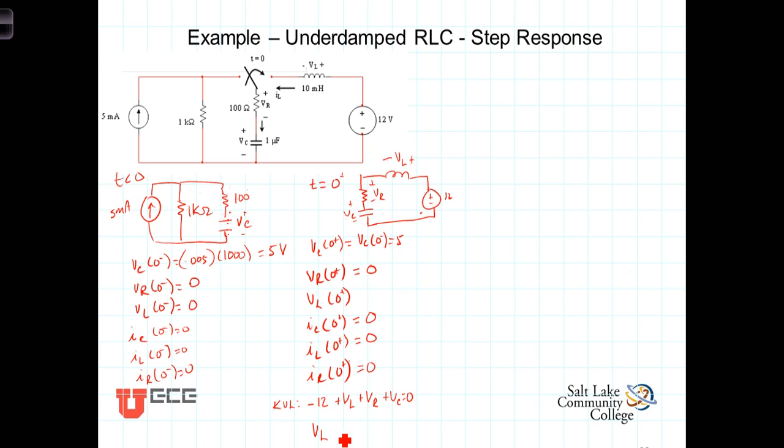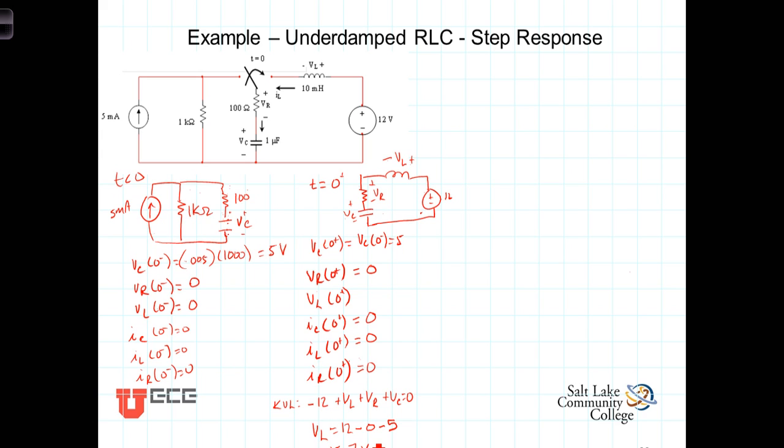Or V sub L then is going to equal, taking the 12 to the other side, now subtracting V sub R from both sides, and we'll note that V sub R equals 0. So minus 0, minus V sub C at 0 plus, which was 5. So minus 5. We get then that V sub L at 0 plus is equal to 12 minus 5, which is 7 volts. And while we're at it, we might as well go ahead and find the values of the voltages and currents as t goes to infinity.